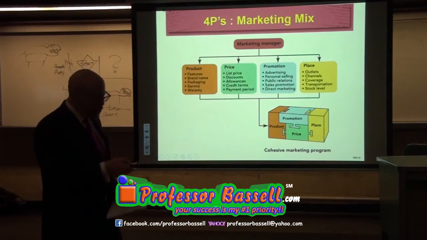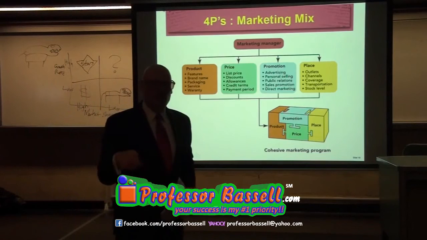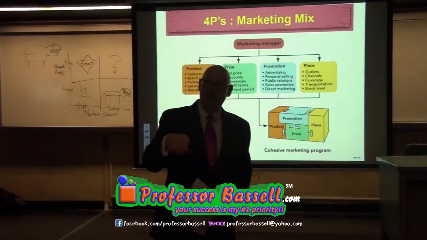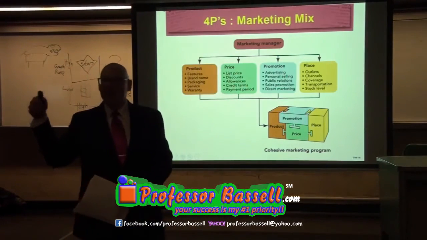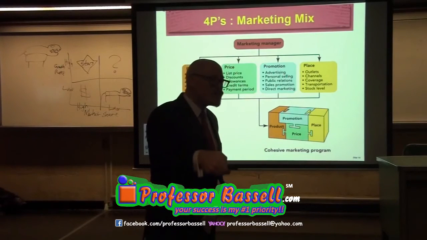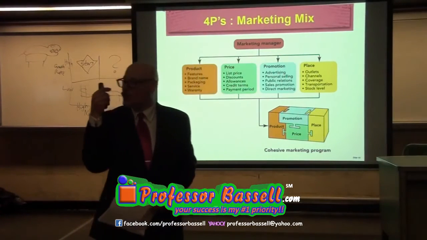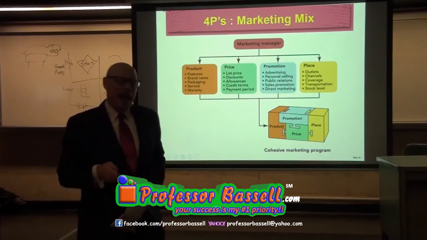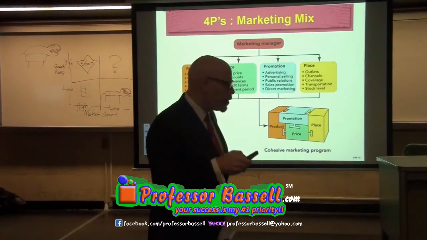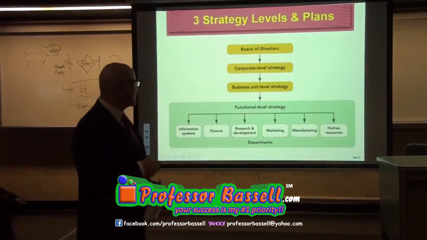And then the place. We talked about different channels of distribution. Grocery stores, drug stores, convenience stores. An example of a convenience store is what? 7-Eleven. And wholesale clubs. Okay.